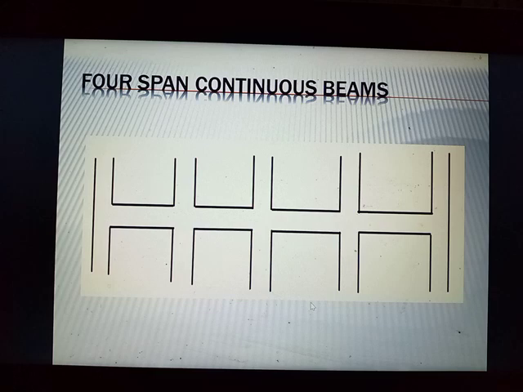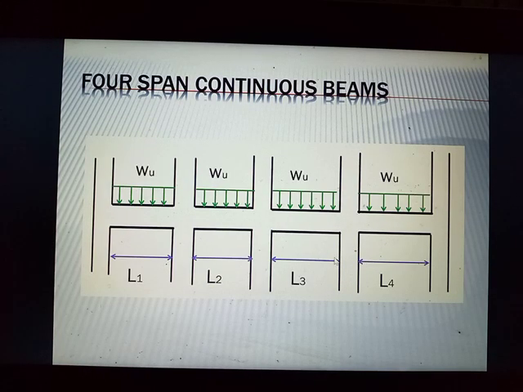So what if we have 4 continuous beams? 4-span continuous beams. So it has 4 spans, and we also have a distributed load of Wu, and we have L1, L2, L3, and L4 respectively.